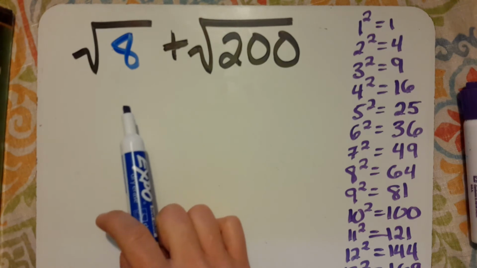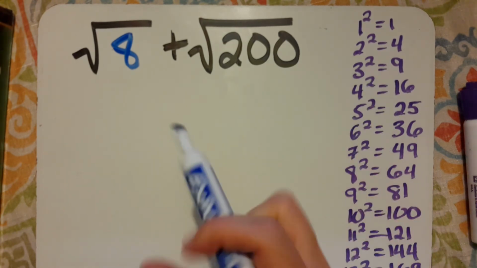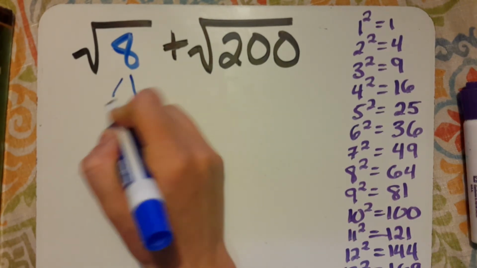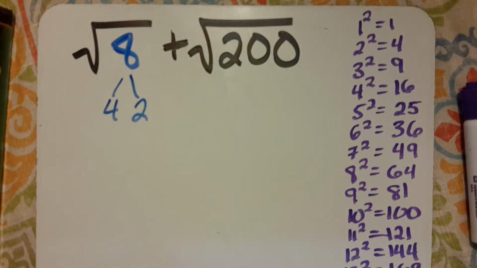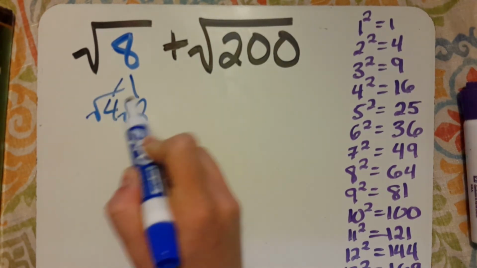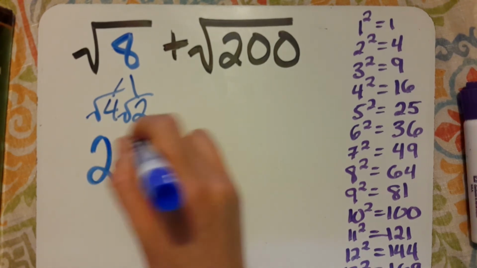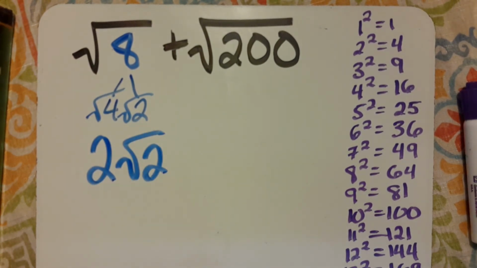So I figure out what divides into 8. Oh, well, it would be 4. And that would be 4 times 2. Each of those under a radical sign. So this is 2 square root of 2.